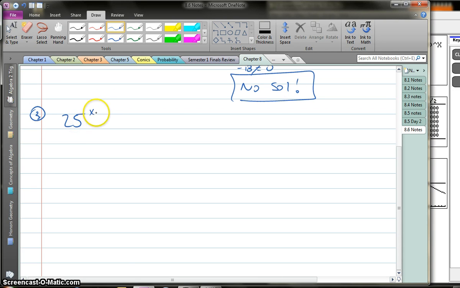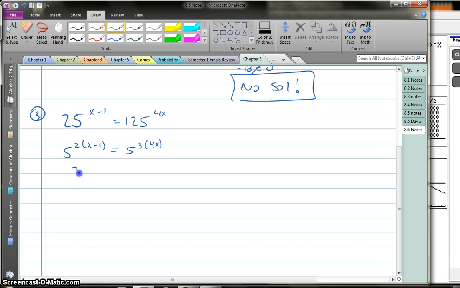So 25 to the x minus 1 equals 125 to the 4x. Now you need to ask yourself, what's better here? Can I find bases that are the same, or do I need to use the notation of log? In this case, we have 25 and 125, which are both powers of 5. So I have 5 squared is 25. Don't forget about your x minus 1. And 5 to the third is 125. Don't forget about your 4x.